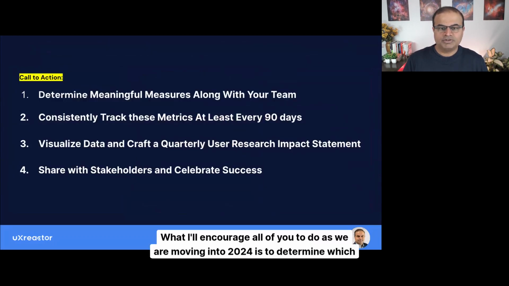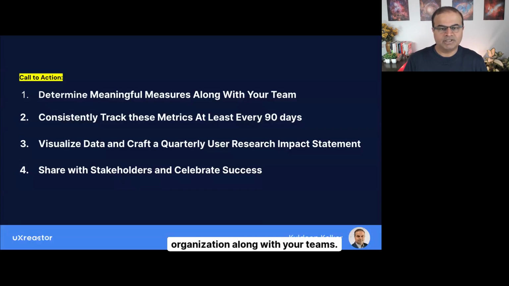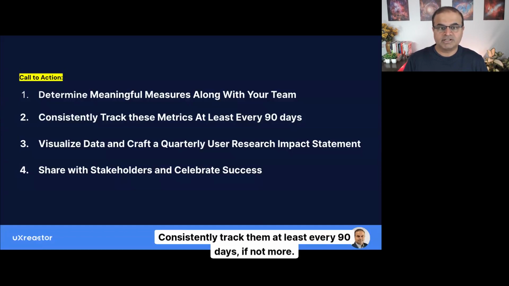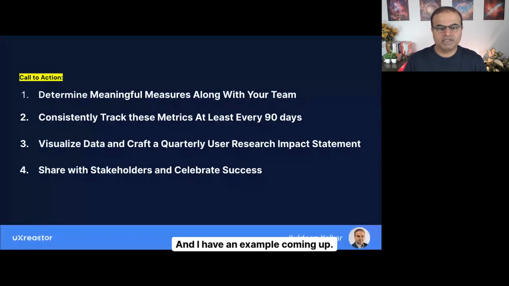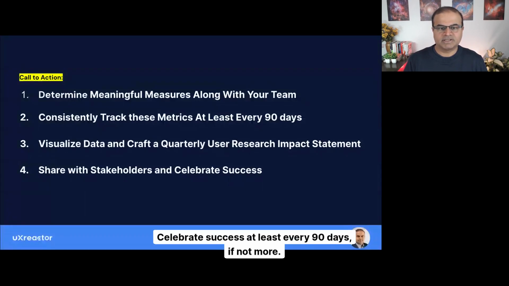What I'll encourage all of you to do as we are moving into 2024 is to determine which measures are meaningful for you within your organization along with your teams. Consistently track them at least every 90 days, if not more, and then try to visualize them, craft what I'm calling a quarterly user research impact statement. And I have an example coming up, and then share this with stakeholders. Celebrate success at least every 90 days, if not more.